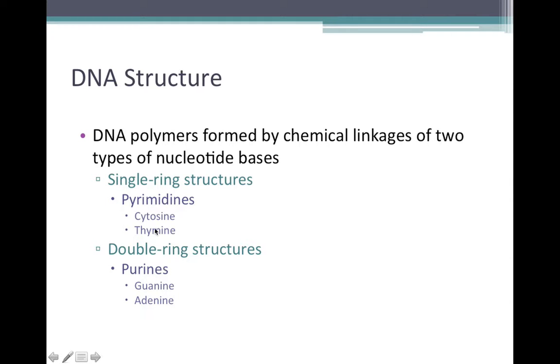And it turns out that based on their sizes, the pyrimidines can only hook up with purines, and purines can only hook up with pyrimidines, because purines are not the right size to hook up with other purines. So what that means is that cytosine always links up with guanine, and thymine always links up with adenine. I'm talking about in the double helix structure of DNA.